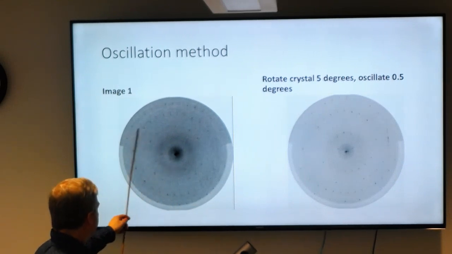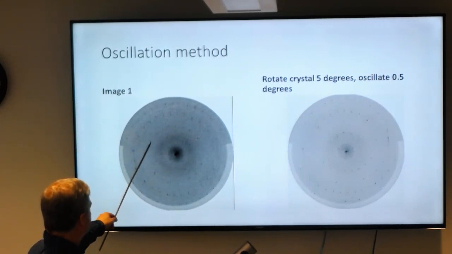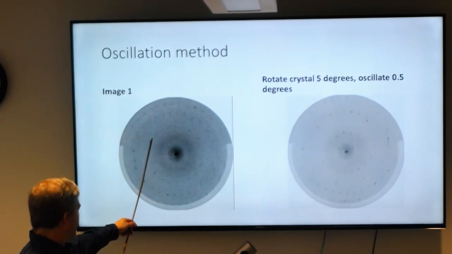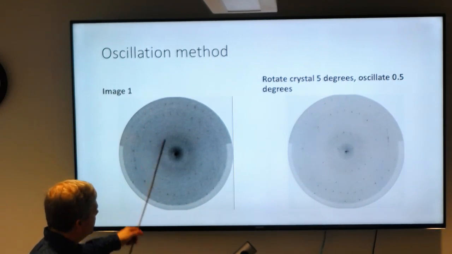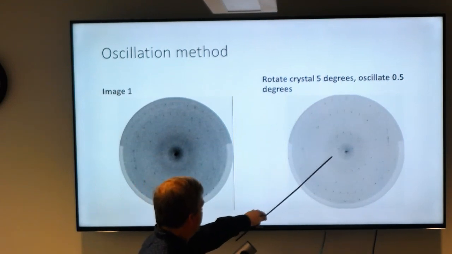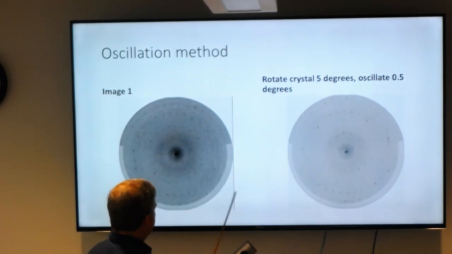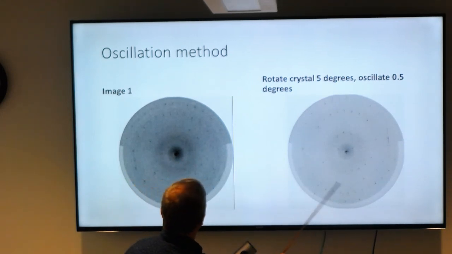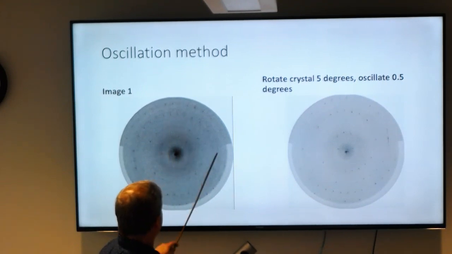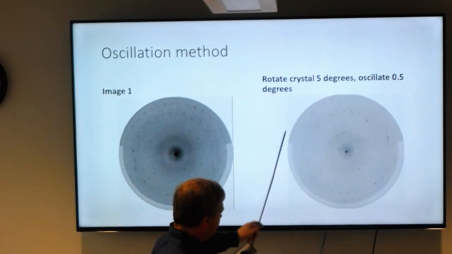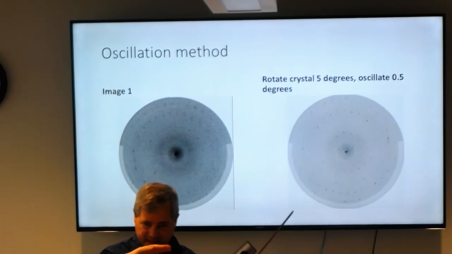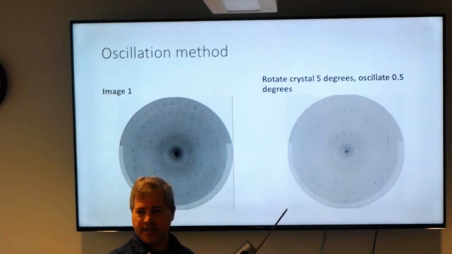So here's a sample where this would be an image which is taken at one particular angle, but this one is not being oscillated. Then if you rotate the crystal by 5 degrees and oscillate it by half a degree, you get a change in the pattern. Some of the spots are still present, but other spots start showing up. In this way you collect all of the diffraction data that's there by collecting it as it's rotating a little bit.